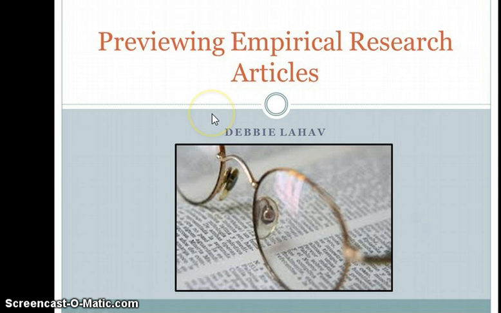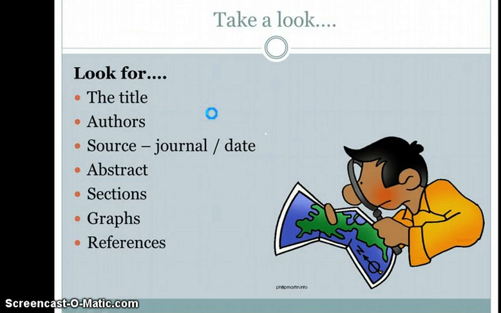So first of all, when we take the text, the first thing that we want to do is to look for the title. What does the title tell us? Look at the authors. Consider the source, the journal, the date. Read the abstract. We've talked about that. It's important to read the abstract and to understand everything. Look at the sections. How many sections are there? How has the author divided up the text? Take a look at the graphs or any other pictures or photos that might be in there, and also take a quick look at the references.